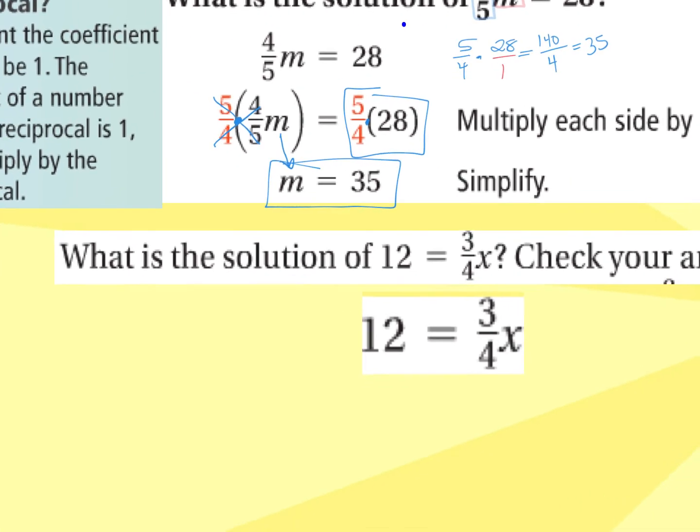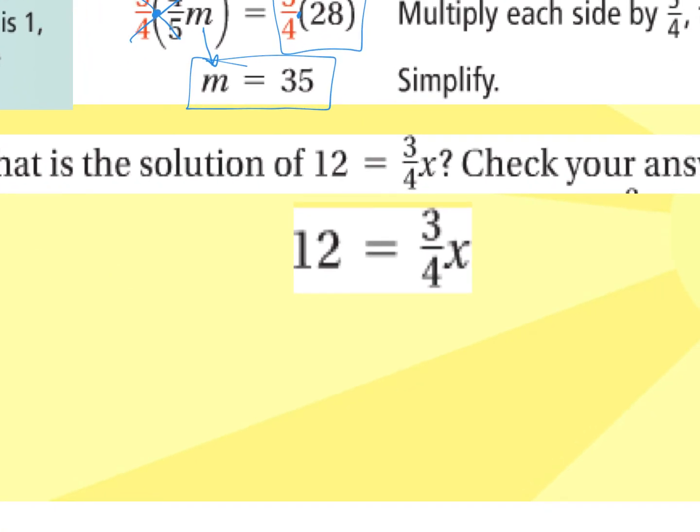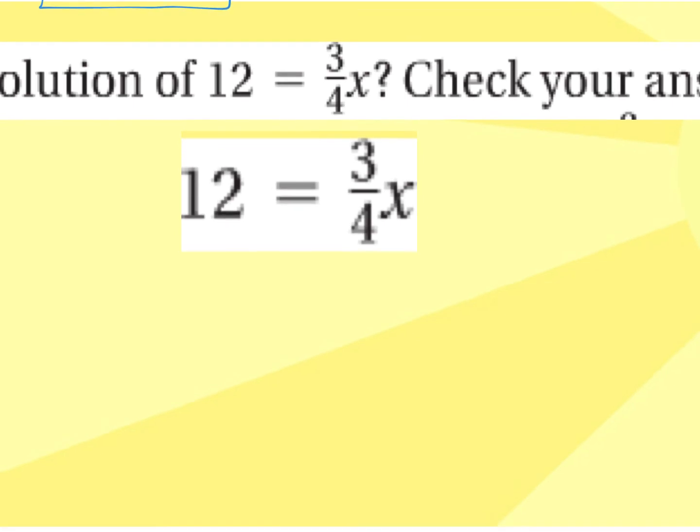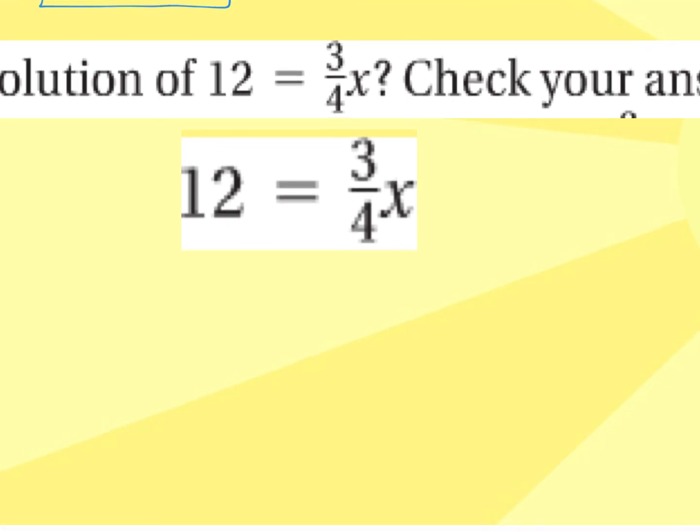Let's take a look at one last one. We've got 12 equals 3/4 x. So I'm trying to get the x alone. I can see that my coefficient, the number in front, is a fraction. And so when that happens, I'm going to multiply each side by the reciprocal, by the refliprocal. So reciprocals cancel out. X comes down all by itself, which is good.